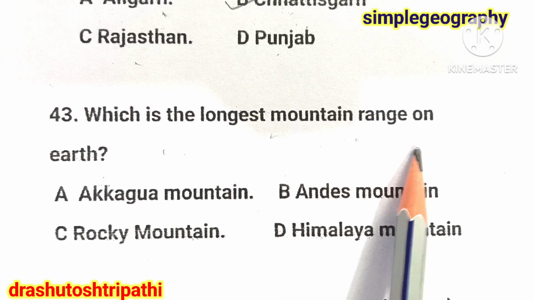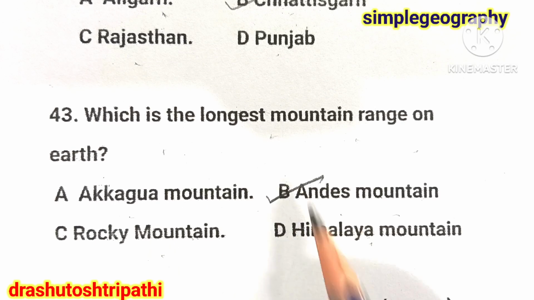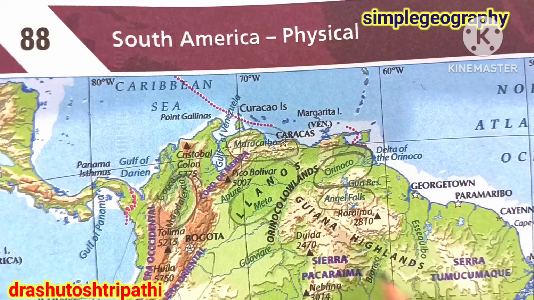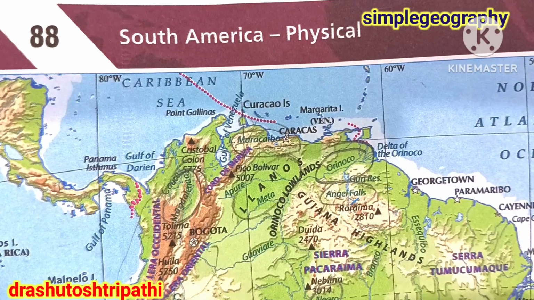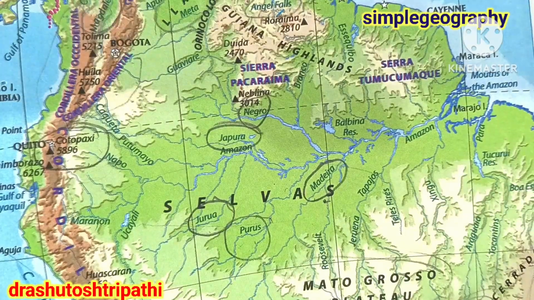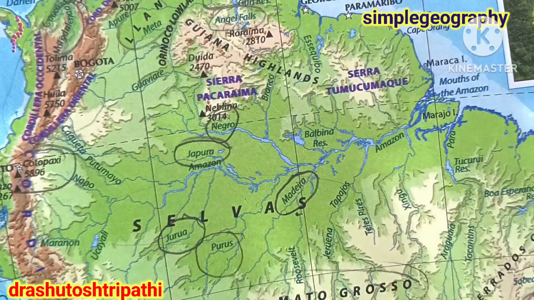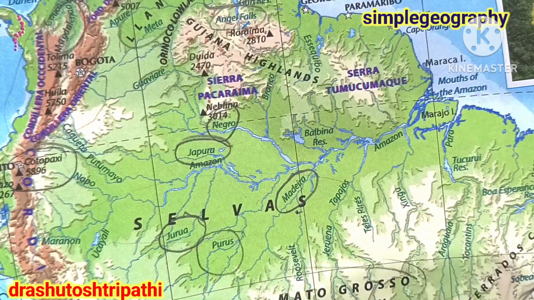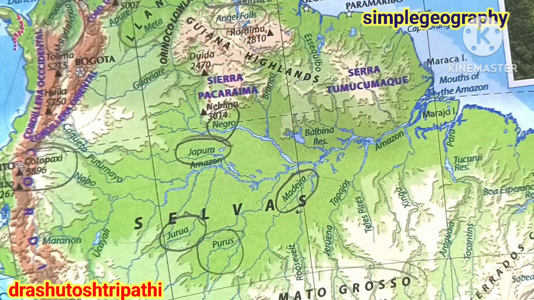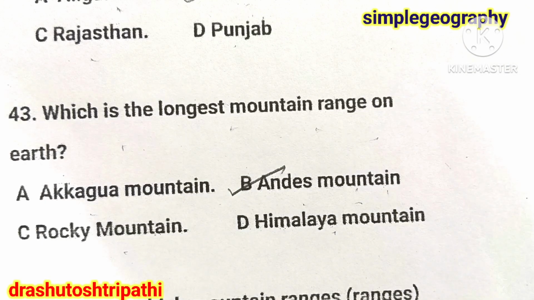The longest mountain range in the world: Aconcagua, Andes, Rocky Mountains, or Himalayan Mountains? The answer is B, Andes Mountains. The Andes actually start from Venezuela, then Colombia, Ecuador, Peru, Bolivia, and then the whole of Chile and Argentina. Seven countries of South America come under where the Andes is located. The answer to this question is B, Andes Mountains.